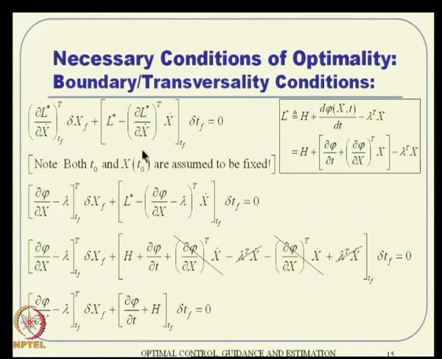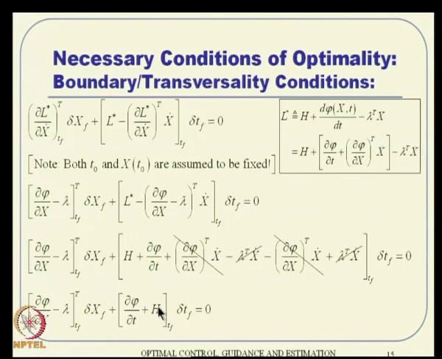Now, what you do is substitute these expressions, del L star by del x dot and things like that. You carry out this algebra a little bit more, cancel out some of these other terms, and end up with an expression like this. So, whenever t naught and x of t naught are assumed to be fixed, which is true many of the times, then this is the boundary transversality condition. Ultimately, this simplifies to something like that in the form of the Hamiltonian.